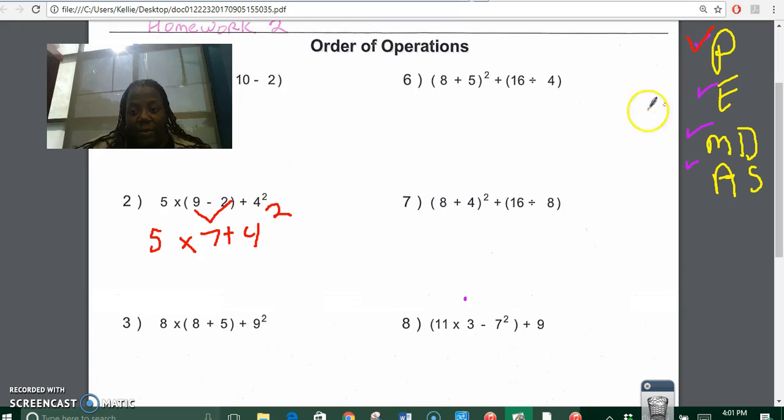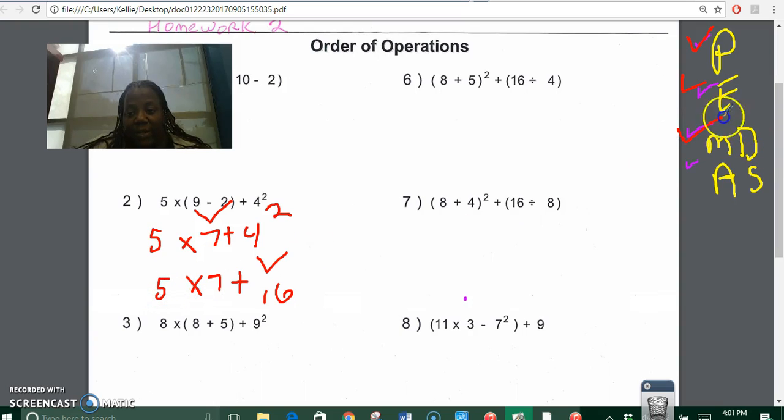Do I have an exponent? Well, yes, I do. I have this. Remember, that is not 4 times 2. It is 4 times 4. 4 times 4 is 16. Exponent is done. Let me bring everything back down the way that I see it.